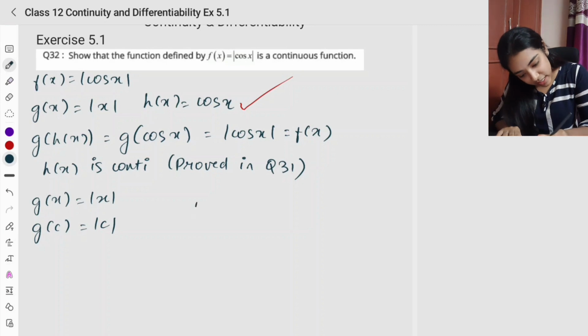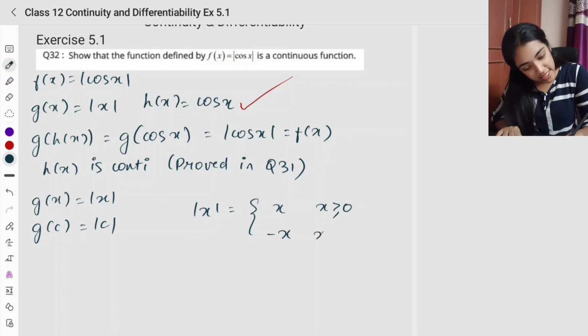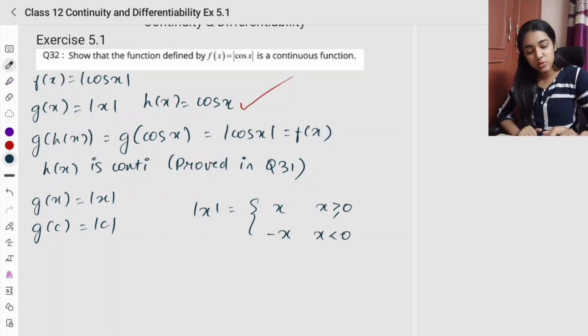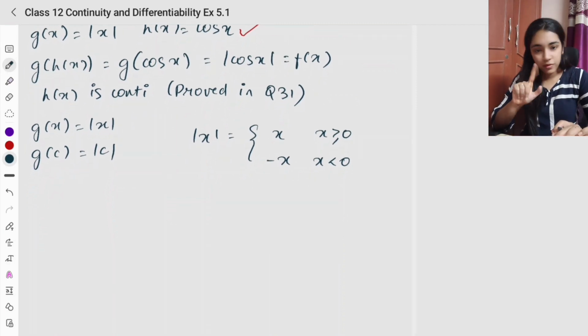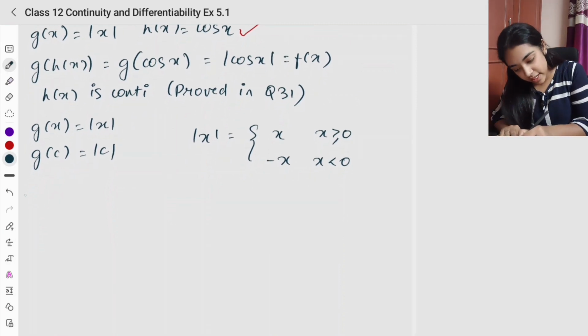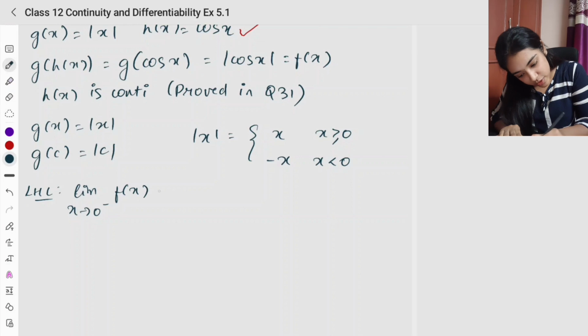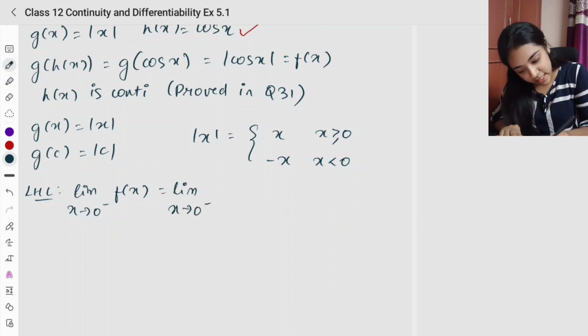Now, mod x can also be written as x when x is greater than or equal to 0, and minus x when x is less than 0. So this is my mod x. So I have two different conditions. I need to prove that the left hand limit is equal to the right hand limit for the limit to exist. So what is the left hand limit? Limit x tends to 0 minus of f of x, which is going to be limit x tends to 0 minus of minus x, and when I substitute 0, I'm going to have 0.